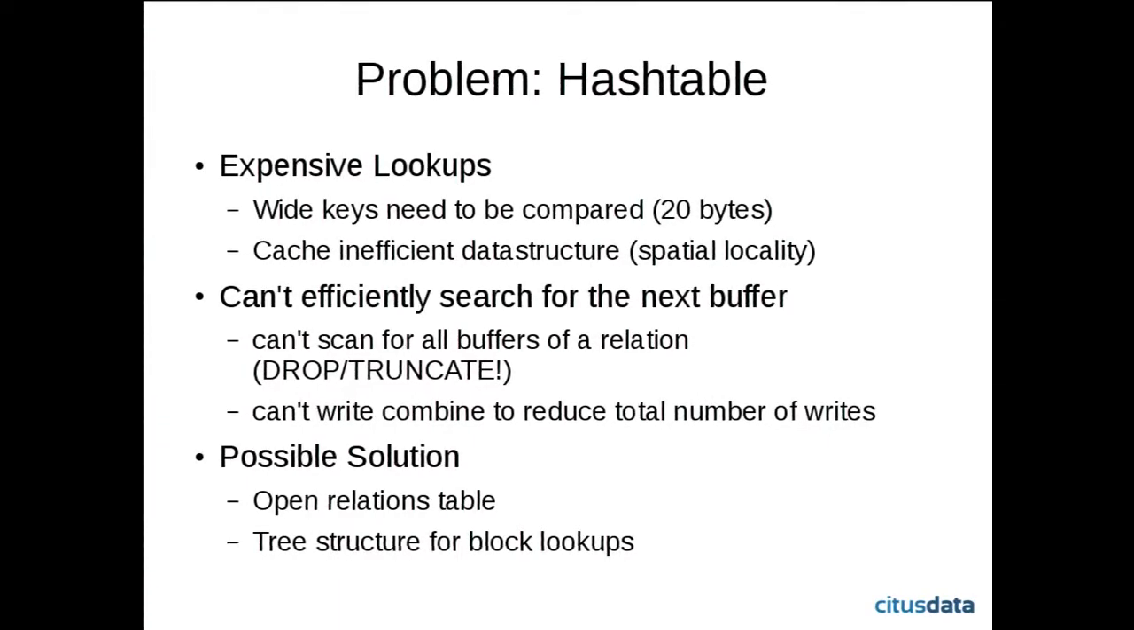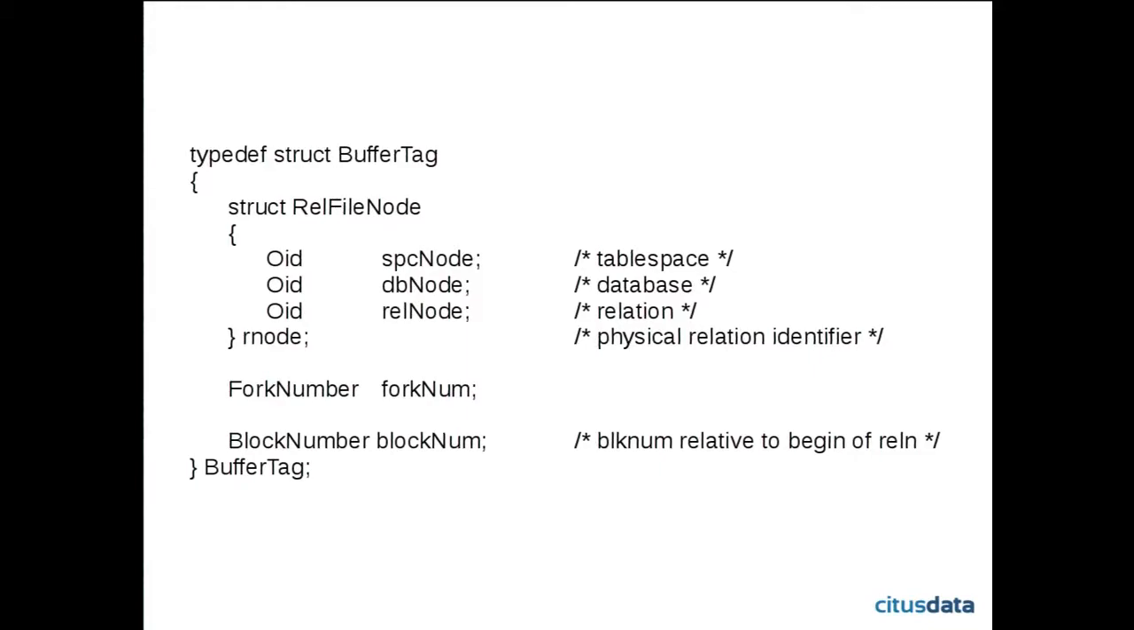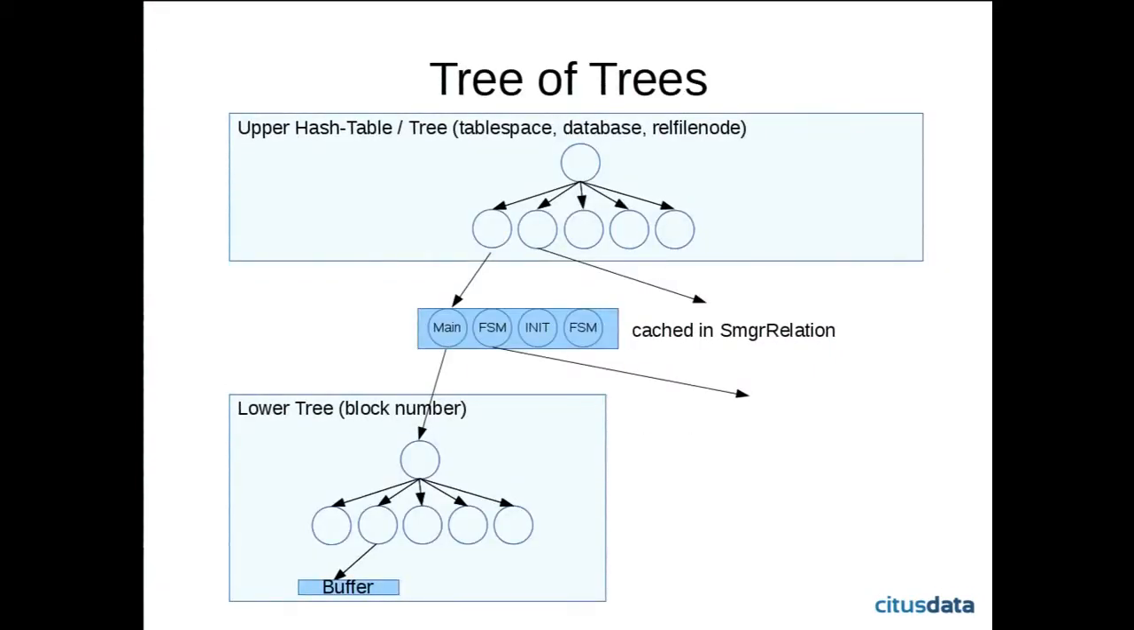So my proposed solution, and I actually have a working patch that I'm going to post sometime next week or the week after, is to split the hash table into two parts. We can have one data structure that keeps track of which files we actually have open and which are present in shared buffers. And that's indexed by the tablespace, the database, and the relfilenode. And that we can keep open for a long while.